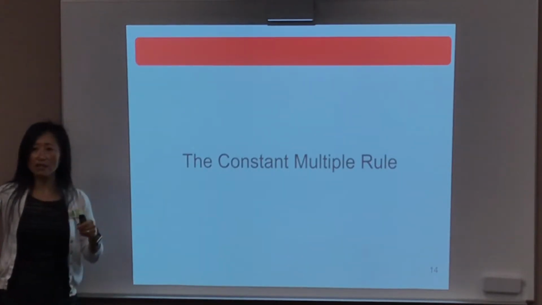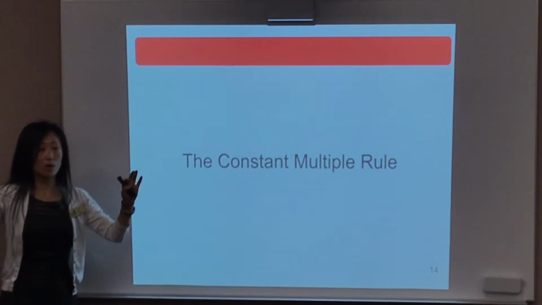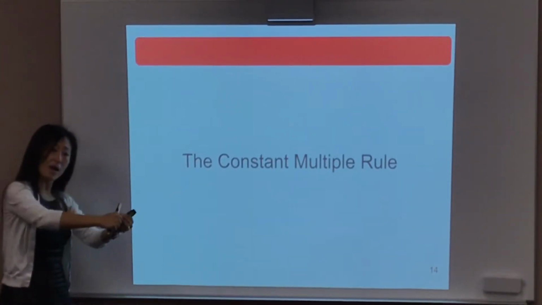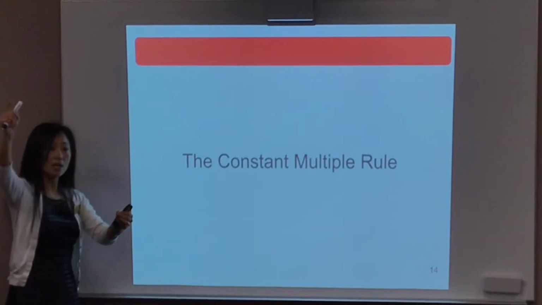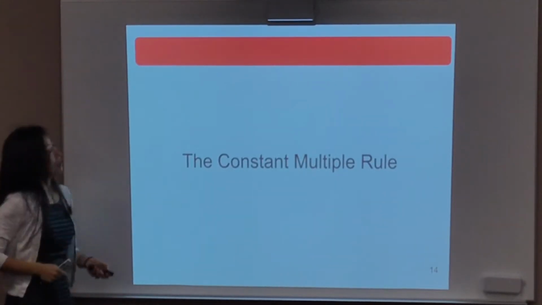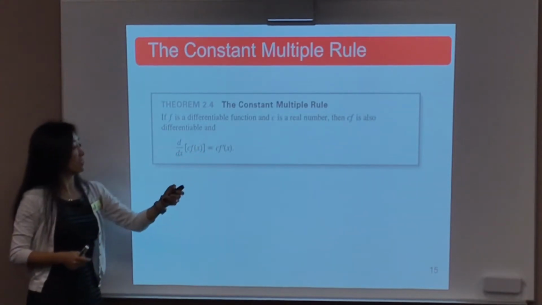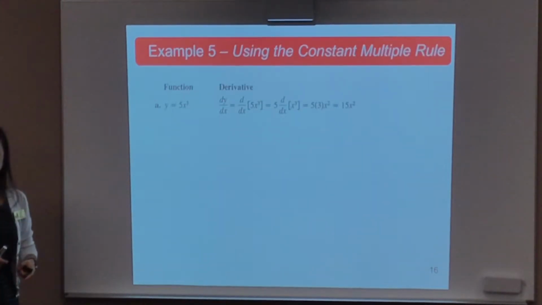So far we learned the constant rule, which is the easiest one, always 0, right? The power rule, what do you do? Bring down the power, and then what do you do? Take away 1 power. Now, constant multiple rule. So if I have a constant times this, let's look at this problem right here.